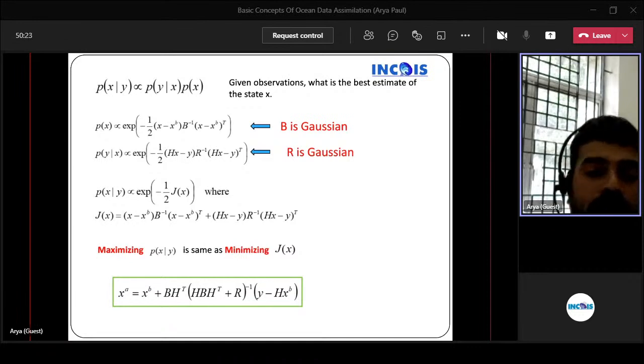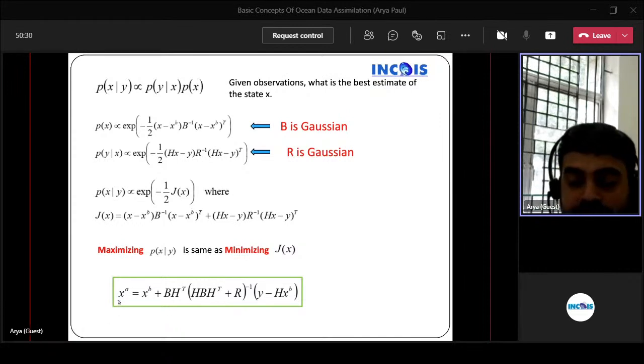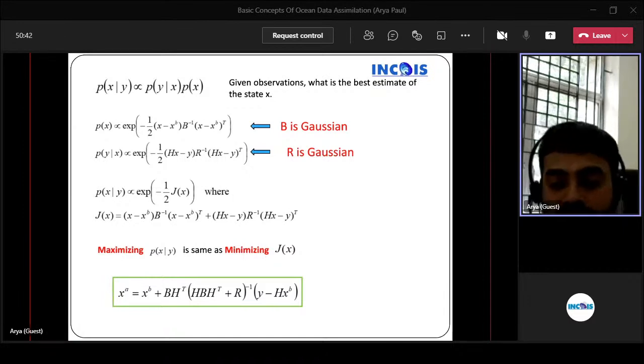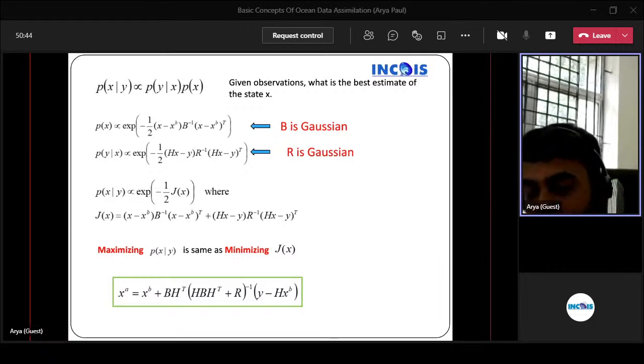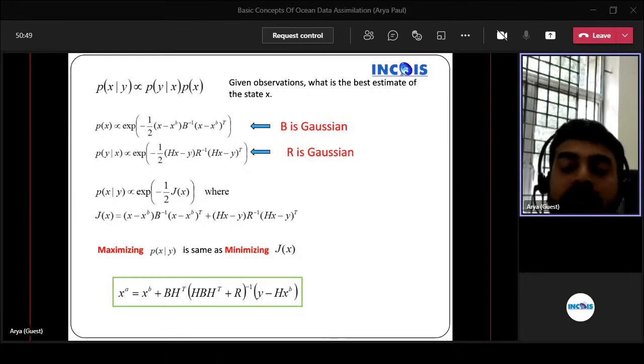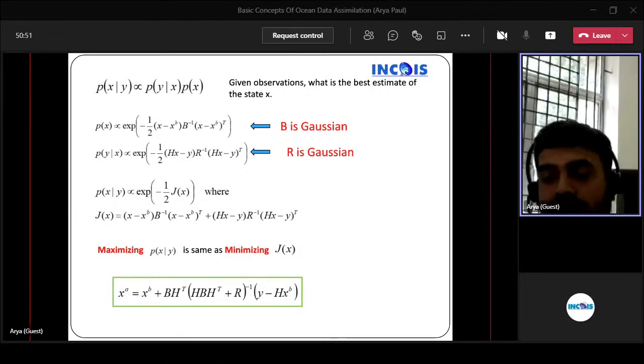And once you do all this mathematics, once you try to minimize J, you end up with this boxed equation, boxed by this green solid line, where we are saying that X of A, which is the new ocean state in data assimilation, is called analysis. Remember this. This is called ocean analysis. For oceans, we'll say ocean analysis. For atmosphere, we'll say atmospheric analysis. For whatever, it is analysis. That's why there is a superscript A.